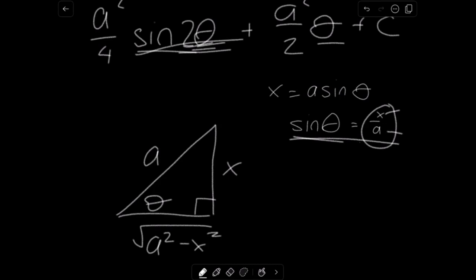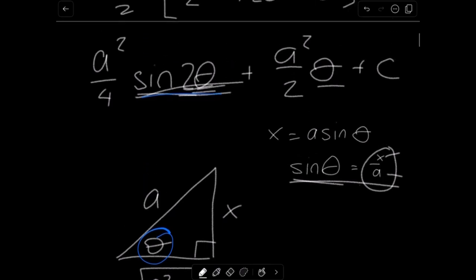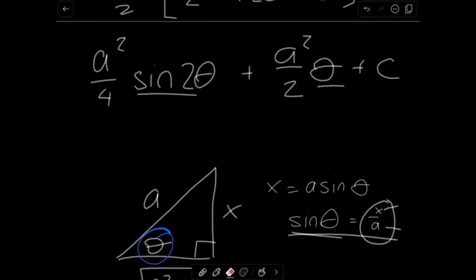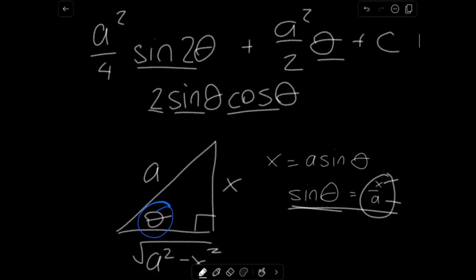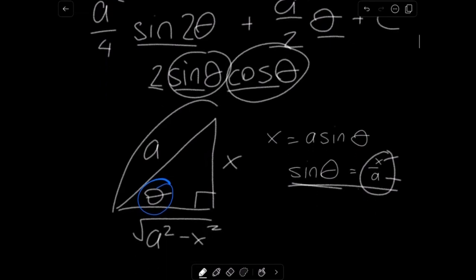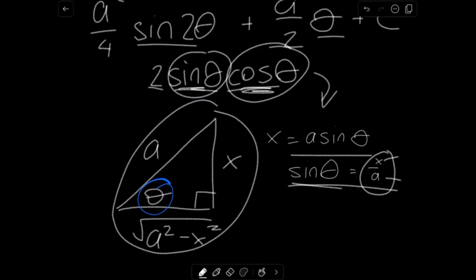We have sine 2 theta. There's a bit of a problem. Our angle is theta, but we have sine of 2 theta. We are going to use another trigonometric identity. Sine of 2 theta can become 2 sine theta cosine theta, again your double angle formulae. We can get sine theta and cosine theta from our triangle. Well, sine theta we can technically get from our substitution, but the cosine theta you have to get from the triangle.